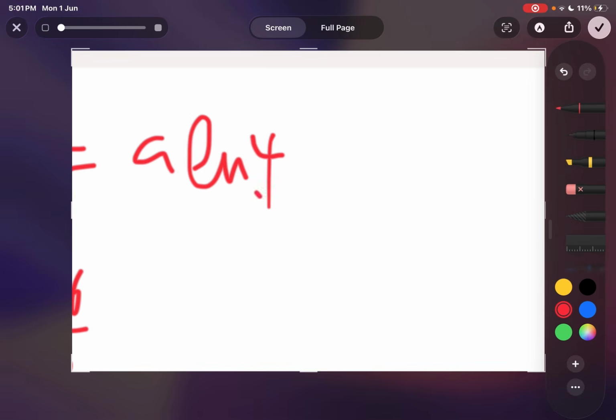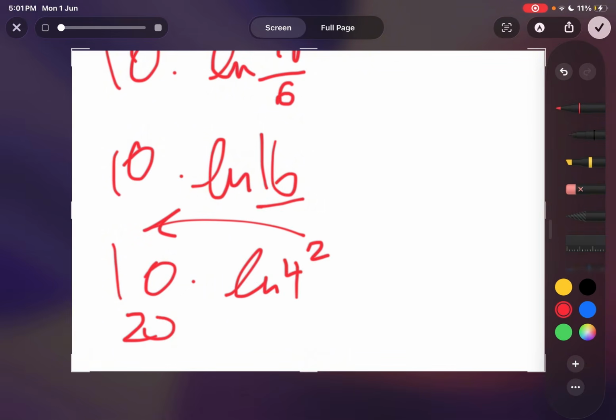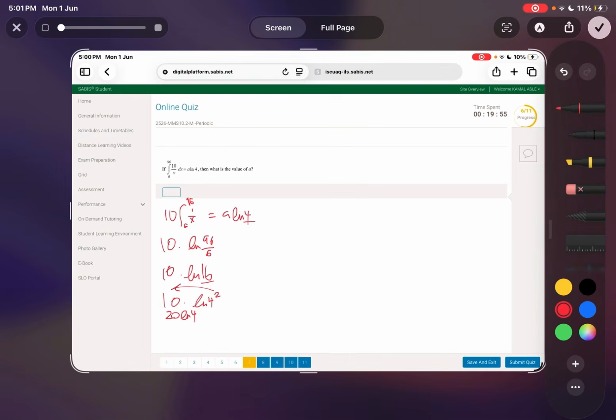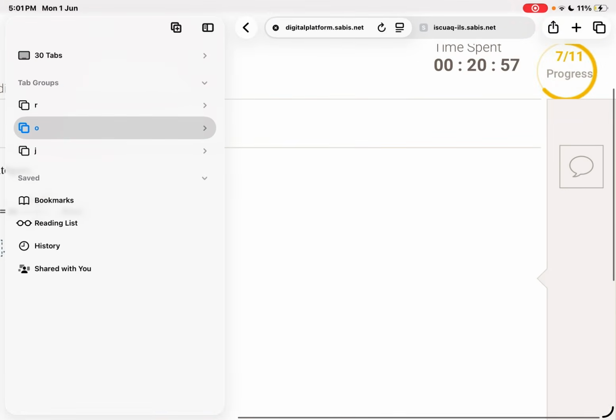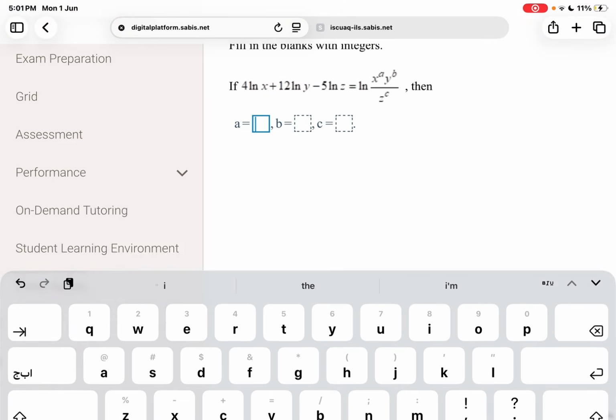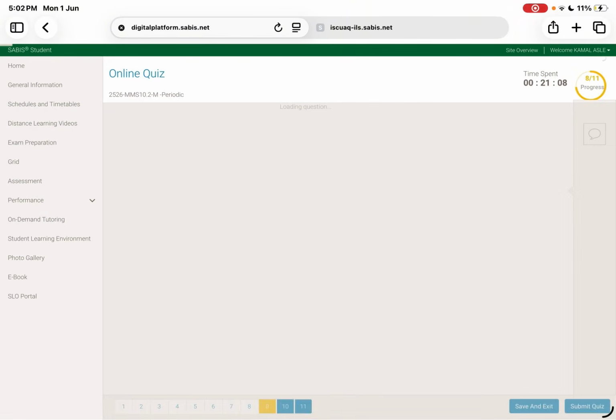And here they want ln 4. So 4 to the power of something is 16, which is 4 to the power of 2. So it's 10 times ln of 4 squared. Move the 2 out front, so it's 20 ln 4. Very, very easy. So the answer here is 20. Okay, now moving on to question number 8. This one I don't need to explain because it's obvious. For x it's 4, for y it's 12 and for z it's 5. I've explained this millions of times.